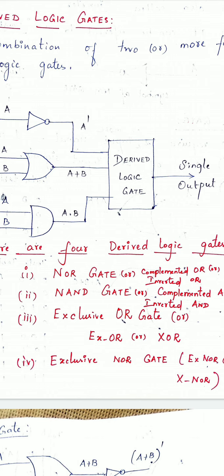So if the expression of OR gate is A plus B, then what is the expression of negated OR? A plus B the whole dash. That's all. Similarly, NAND, N before AND gate. So the expression of AND is A dot B. So NAND in the sense A dot B the whole dash. That's why it is called as complemented AND gate or inverted AND gate.